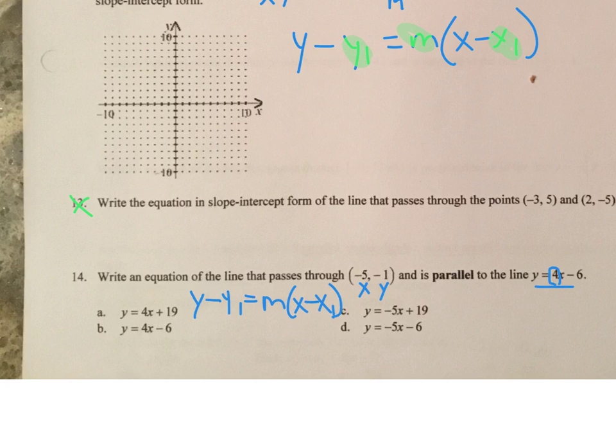Here are your 4 choices. So if you don't get one of these 4, you've done something wrong. You better check your work up here.